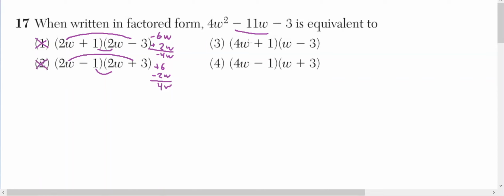Let's check choice 3. The outer is minus 12w, and inner is plus 1w. This looks promising because negative 12w plus 1w is negative 11w. And just to compare, the outer of the last choice would be positive 12w. The inner is minus 1w. So that gives us positive 11w. We, of course, want the one with the minus sign here. So that means for number 17, the correct answer is choice 3.